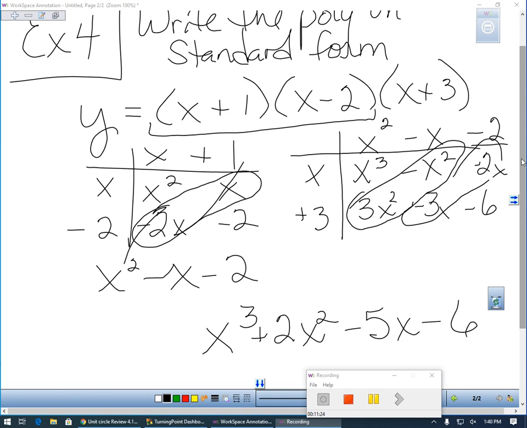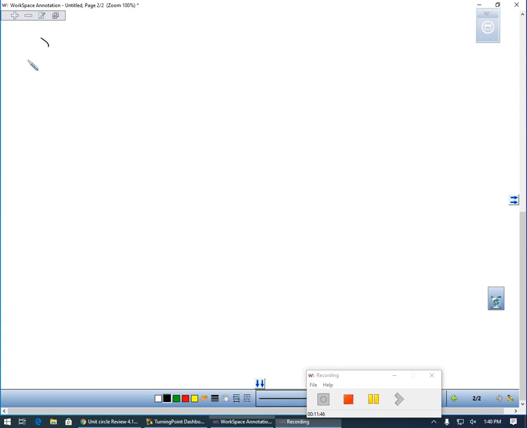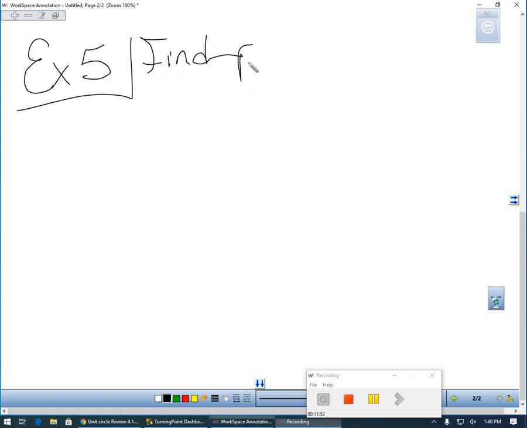So here's the next thing I want to talk about. What if it's not in that form? What if I just give you the zeros? So I give you your answers. Okay? So, sample number 5, let's say that I want you to find the polynomial, given x equals 0, 1, 2, and 3.